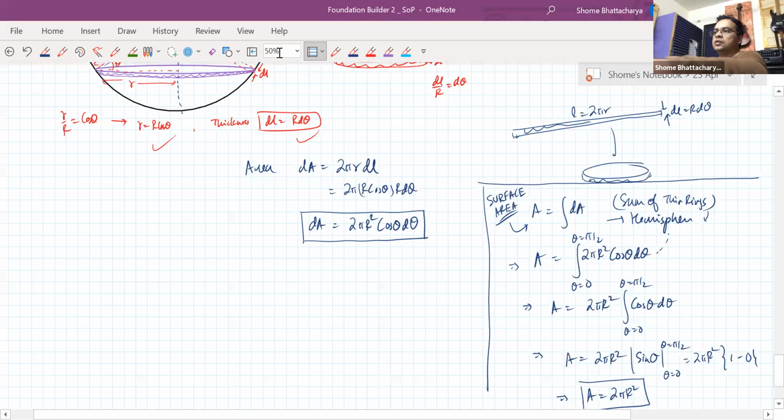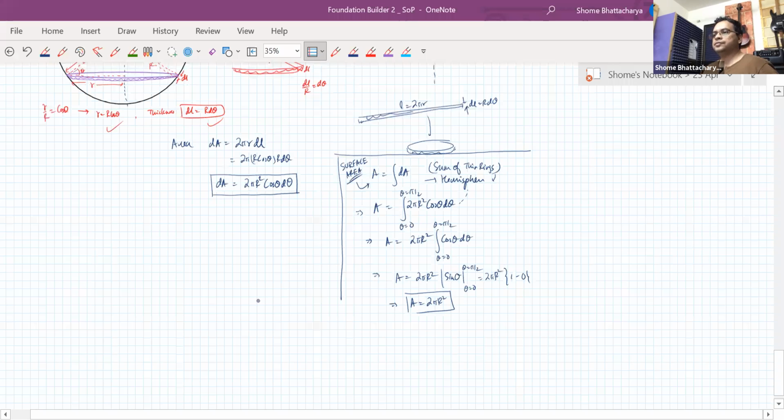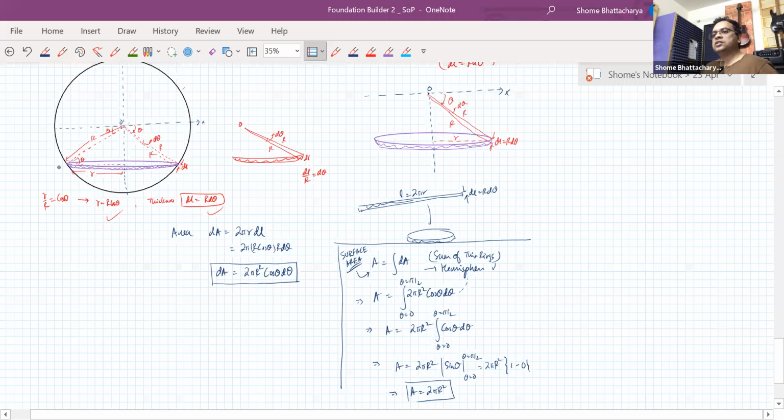Okay. So just make a brief note of this part. So this is our differential area element.